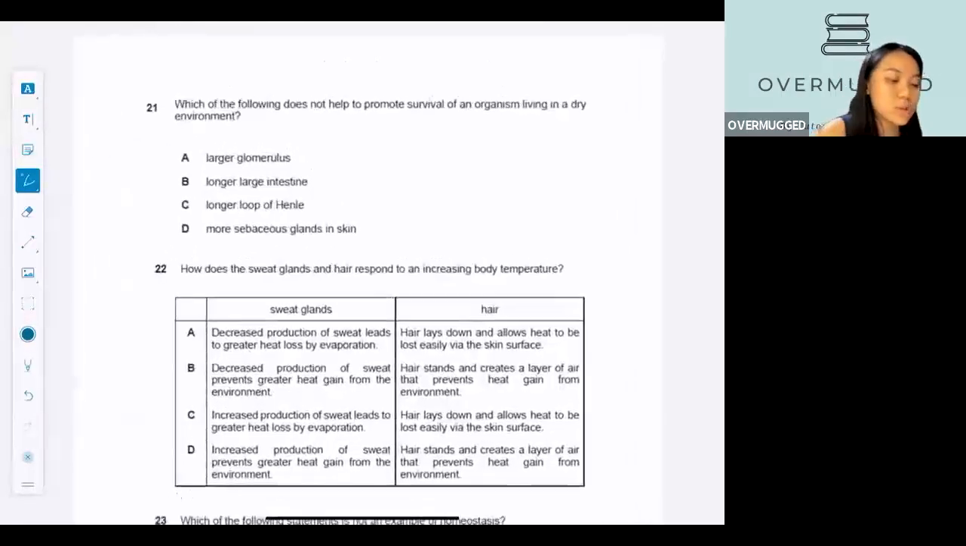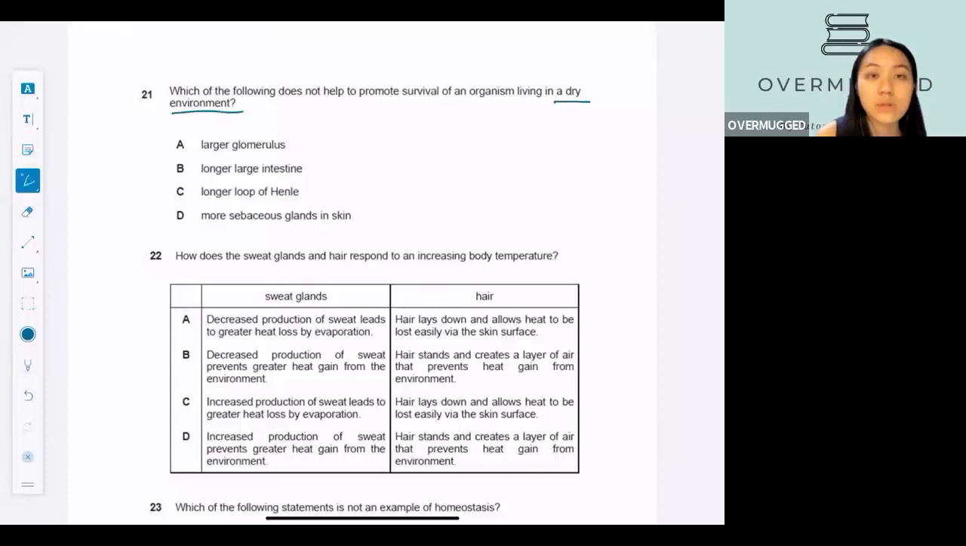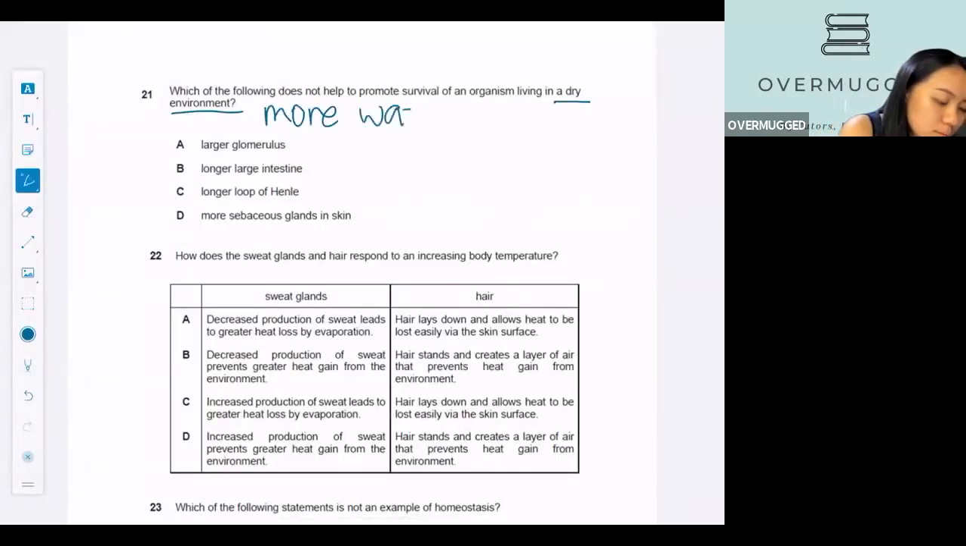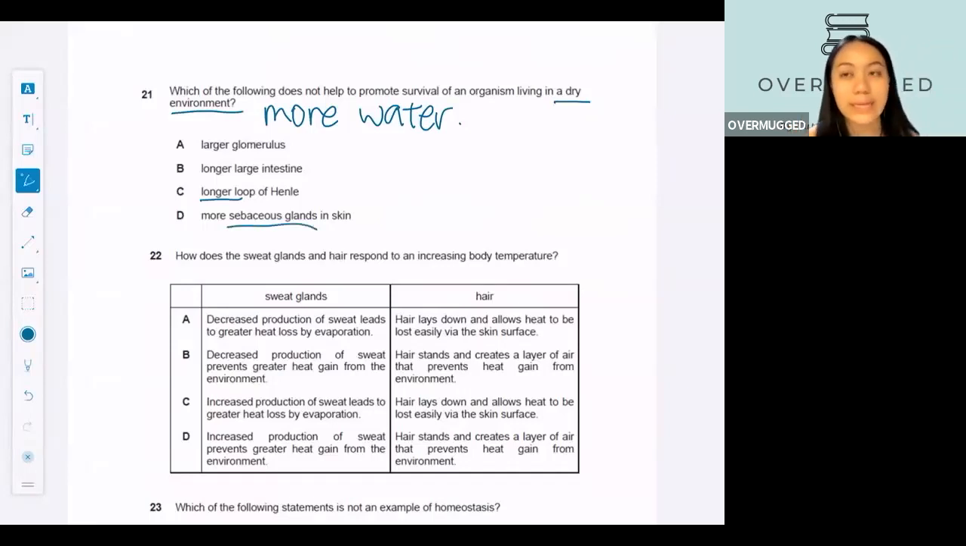21. Okay, so in a dry environment, what does dry environment mean? Dry environment means that we need more water. Longer loop of Henle, more selective reabsorption of water. More sebaceous gland, release oil to prevent loss of water. Longer large intestine, reabsorb water as well.